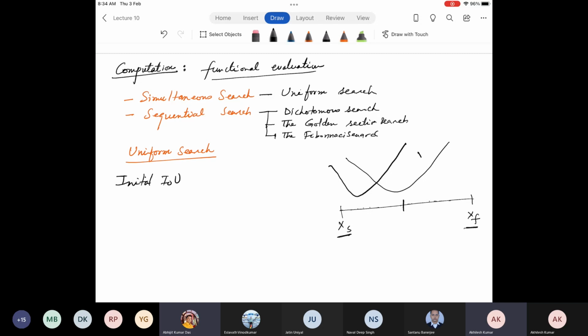Function could be like this. So as the name suggests, what exactly are you trying to do? Two things: I'm saying simultaneous search, and uniform on top of it.